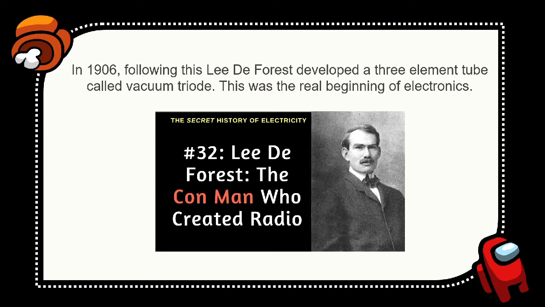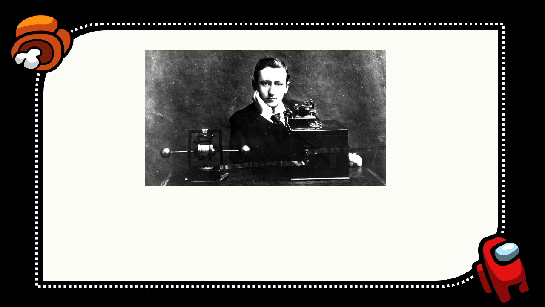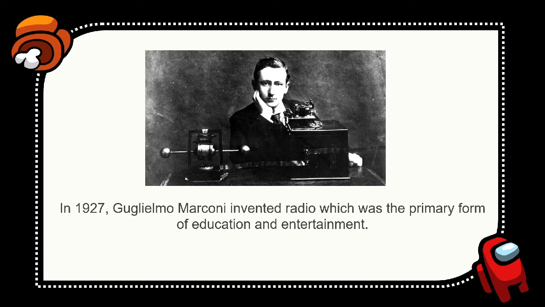These vacuum tubes are devices made for the manipulation of electrical energy so it could be amplified and transmitted. Because of this, this was the real beginning of electronics. The first application of electron tubes was in radio communications. In 1927, Guglielmo Marconi invented radio, which was the primary form of education and entertainment. Actually, he pioneered the development of the wireless telegraph in 1896 and long-distance radio communication in 1901.